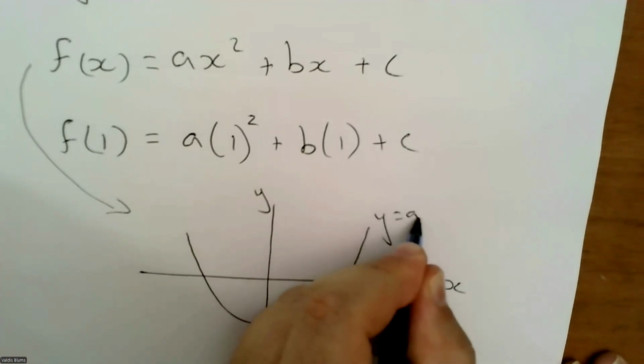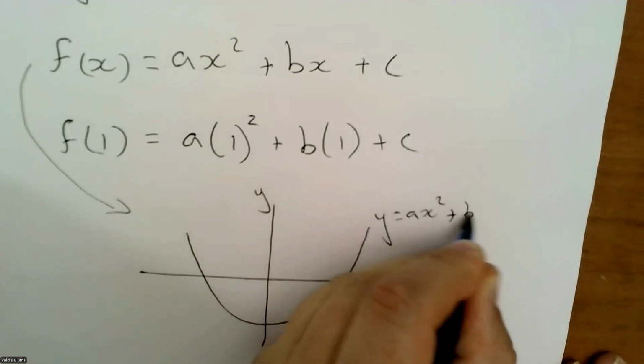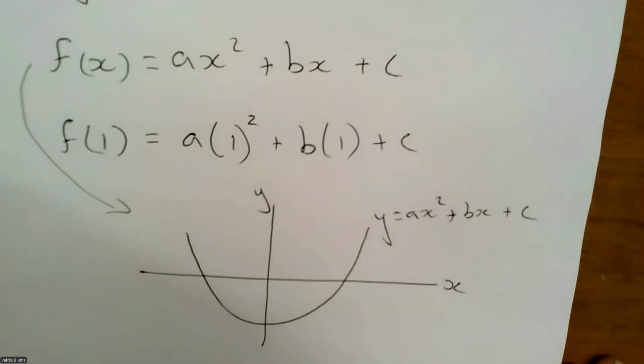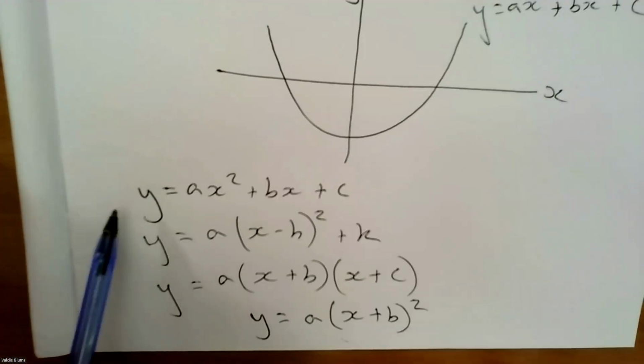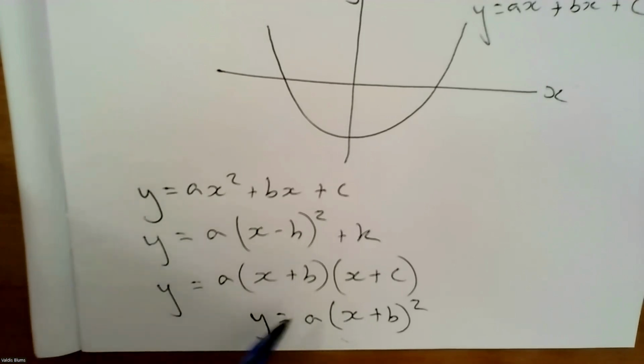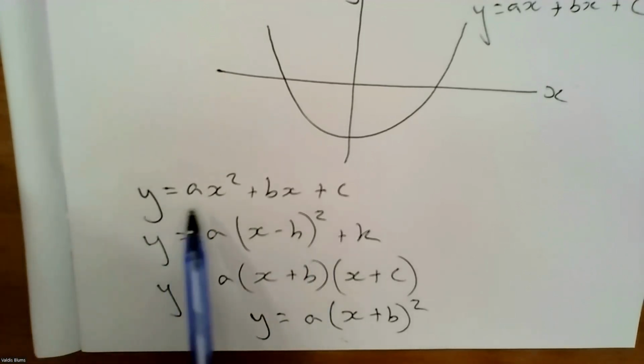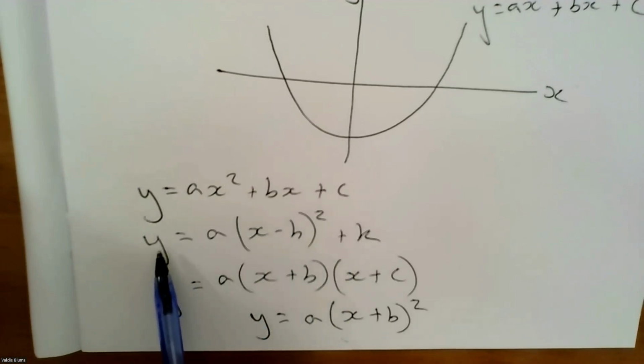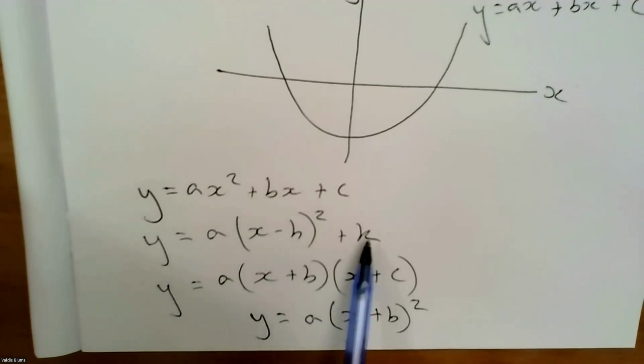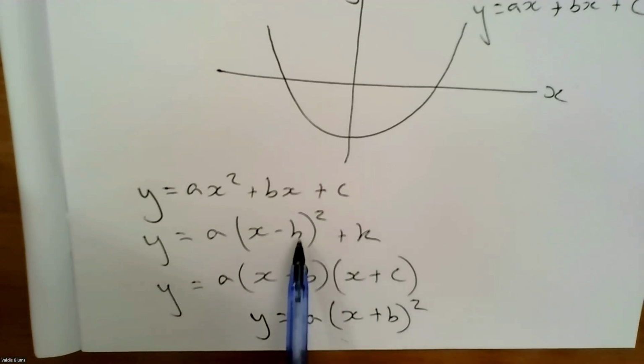y is equal to ax squared plus bx plus c. And your quadratic function could be represented in any of these forms. So all of these are still quadratic functions, just factorized in different ways. So this is the generic form, and then you could have it in the turning point form. So your h and k values would give you your turning point location, or you could have it completely factorized.